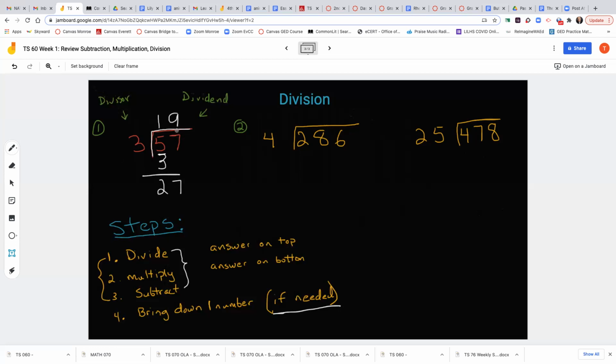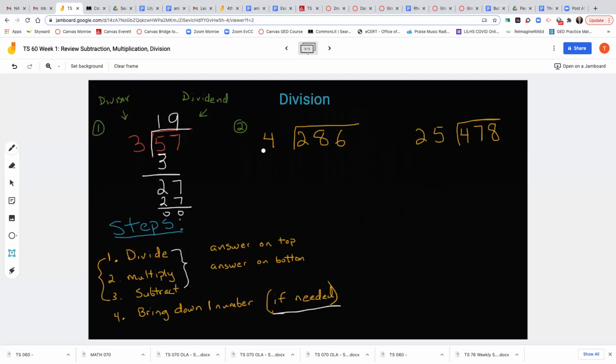Answer goes on top. Step 2, multiply, answer on bottom. 9 times 3 is 27. Step 3 says subtract, and I got zeros here. And that's my answer, 19. All right, I'm going to show you the next example. I want to model this for you again.